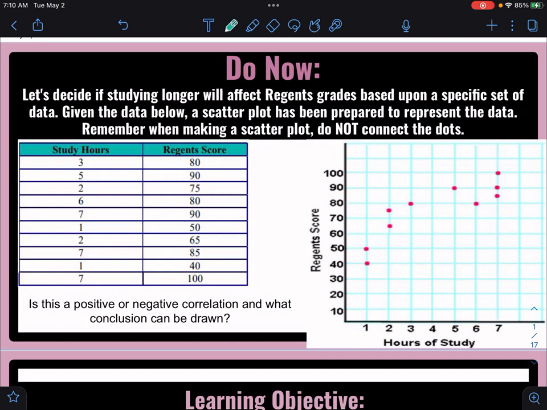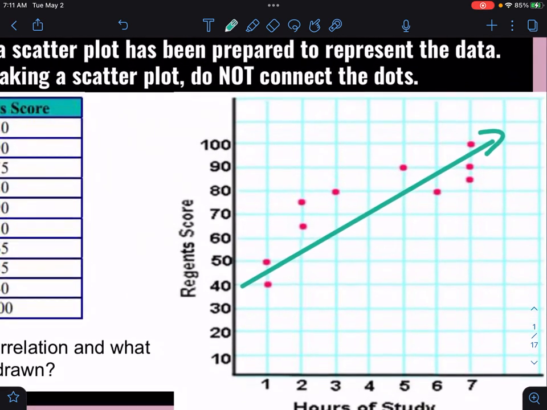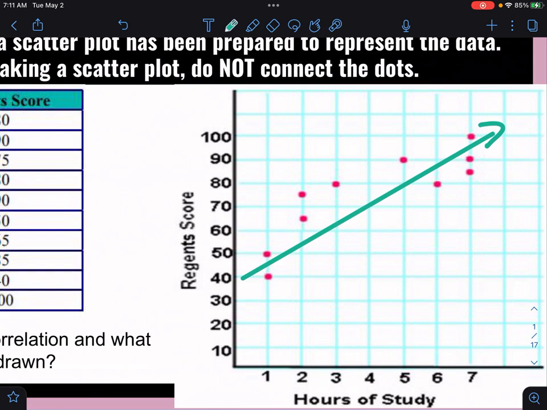And the question said, is this a positive or a negative correlation? Well, let's see the general pattern that the points follow. We could see that the points are going up, which would mean it is a positive correlation. And then we want to know what can be drawn about this. Well, we know that as the number of hours are increasing, so are the Regents' scores.